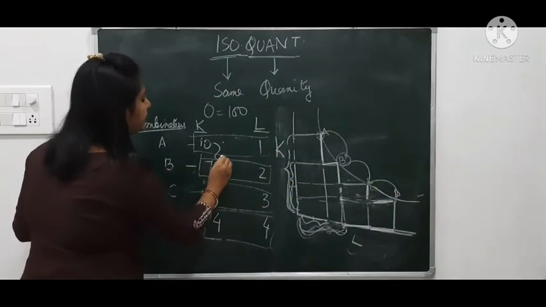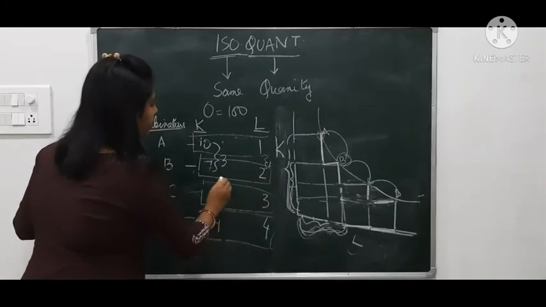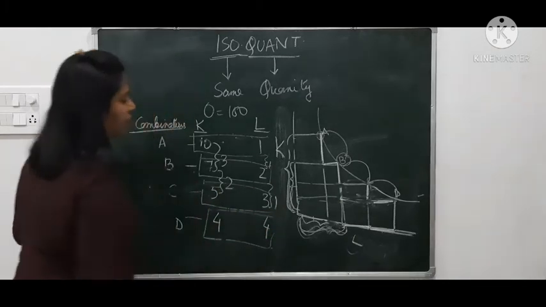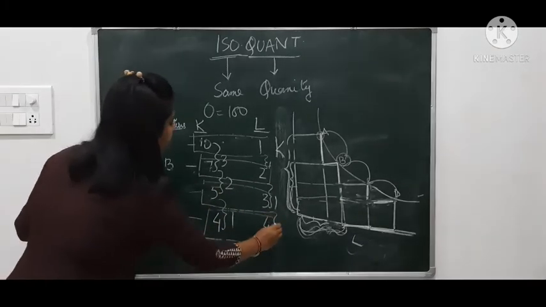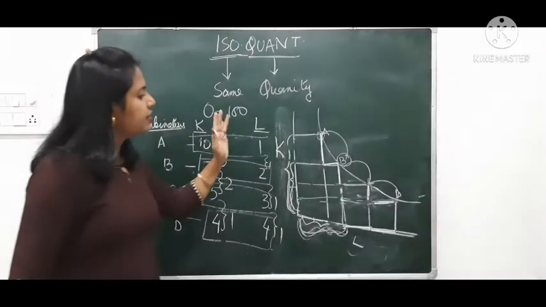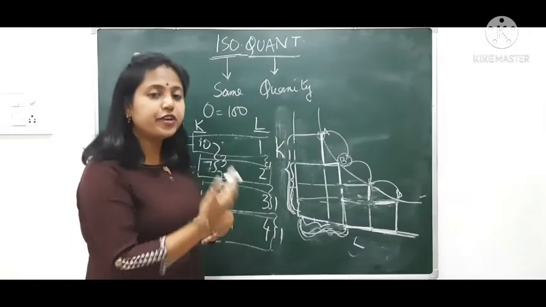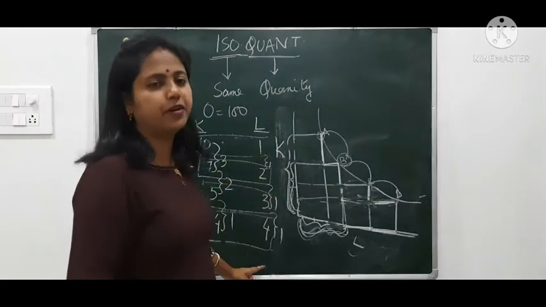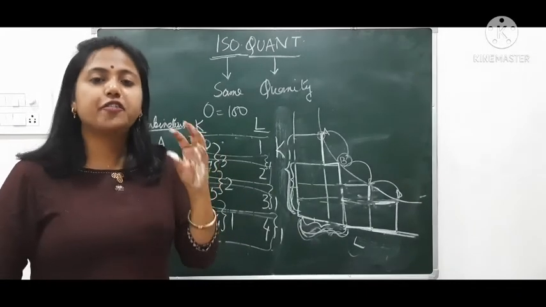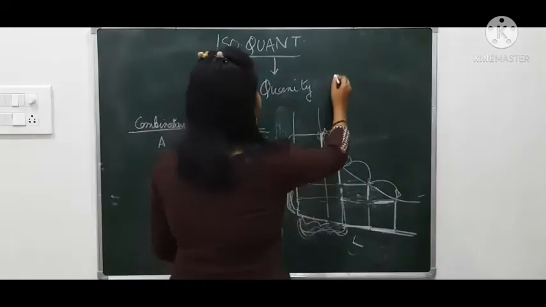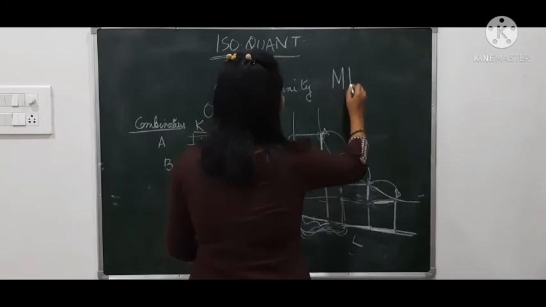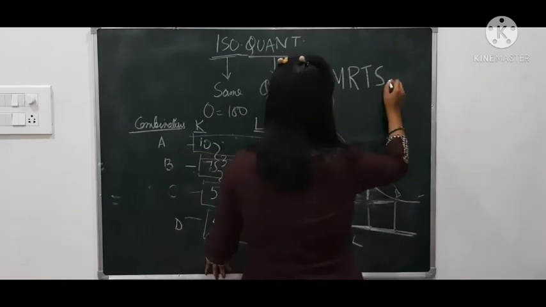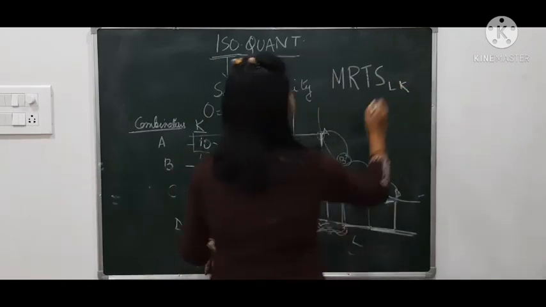You are sacrificing 3 and gaining 1 extra. Here you are sacrificing 2 and gaining 1 extra. Here you are sacrificing 1 and gaining 1 extra. So this rate by which you are sacrificing capital to gain 1 extra unit of labor is known as marginal rate of substitution. This is known as marginal rate of technical substitution of labor for capital.